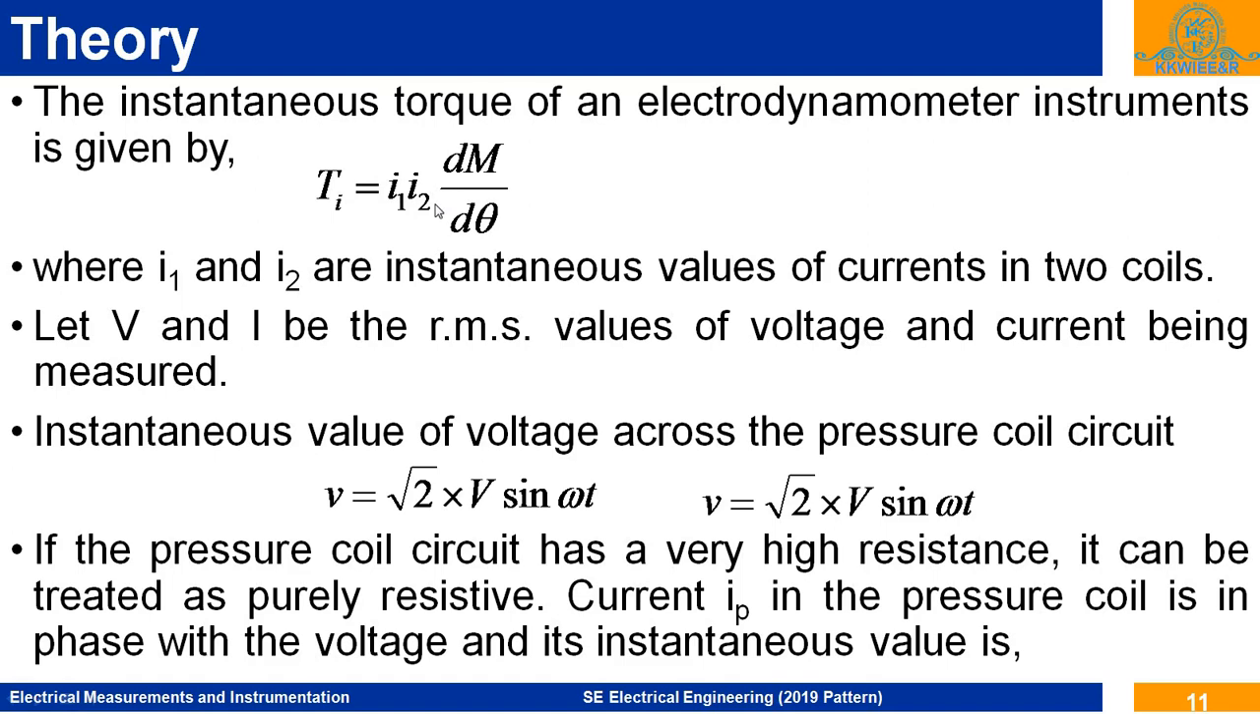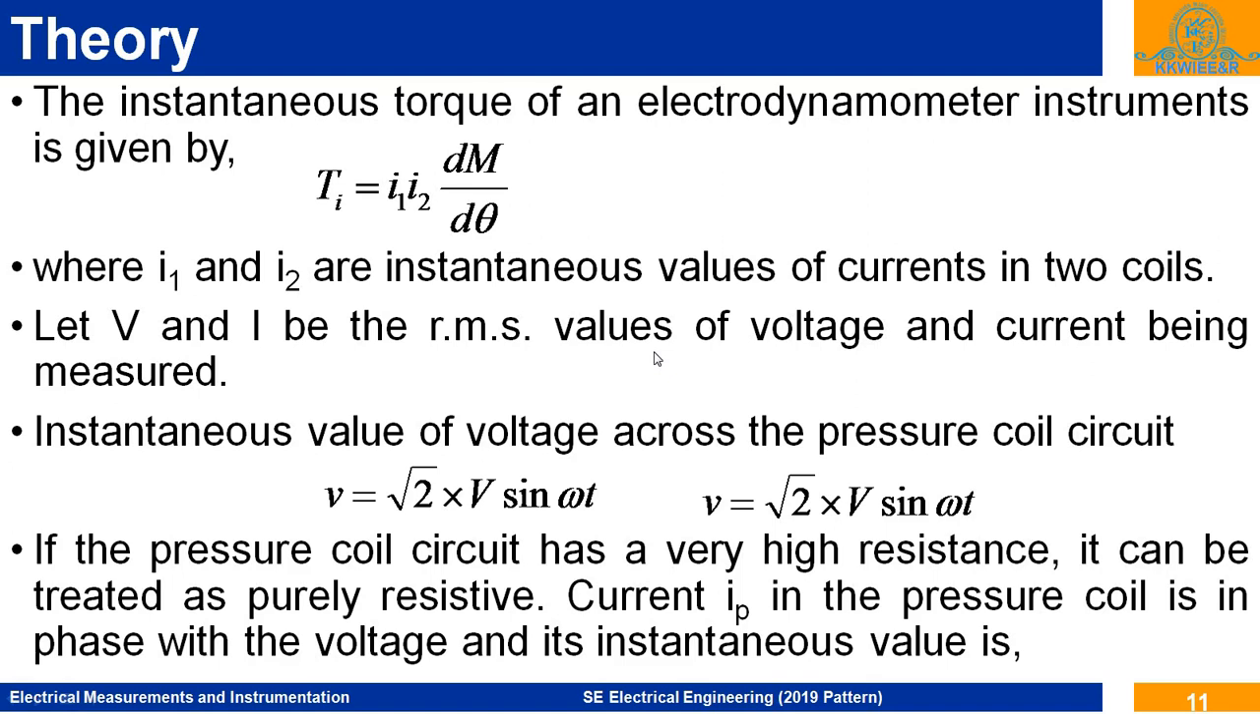I1 and I2 are the currents through these two different coils, the fixed coil and the moving coil. There is an interaction between their magnetic fields, and there is a deflection. So the torque is I1 I2 dM by d theta, where I1 and I2 are the instantaneous values of current in the two coils. Let V and I be the RMS values.